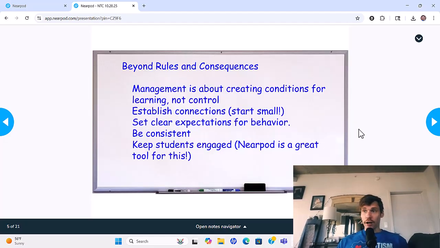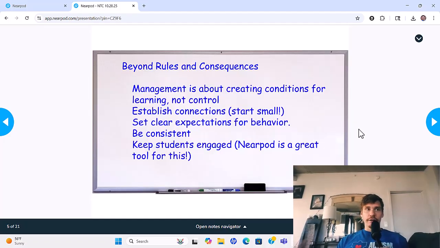Classroom management for us is, we're not trying to invoke fear. We're not trying to control. What we're trying to do is set the expectations for learning and create the conditions for learning, right? So here are some bullet points. Management is about creating conditions for learning, not control. Establish connections. Start small. We're going to explore a way that you can establish a connection in the next slide. Set clear expectations for behavior.